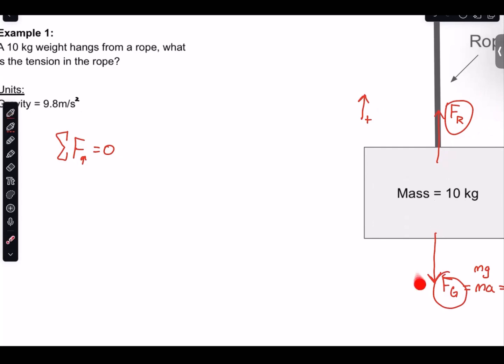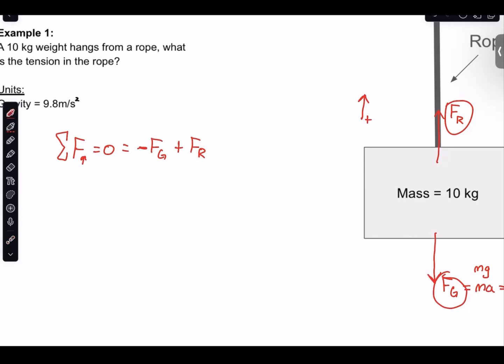If we look at our arrows, the force of gravity is in the negative direction from our coordinate system. So over here in the sum of the forces, we say negative Fg, negative force of gravity, plus the force of the rope. The force of the rope is positive because our vertical direction is positive. Force of gravity is negative because our vertical direction is positive and gravity is heading in the opposite direction.